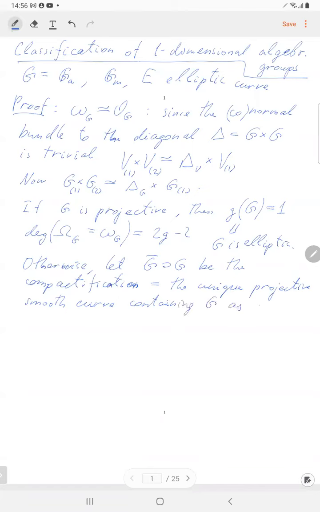And why does such a curve exist? Well, maybe a month or more ago, we classified all curves in a sense. Yeah, in particular, this is clear from this classification. So in any birational class, there exists a unique projective smooth curve. Okay. Fine.